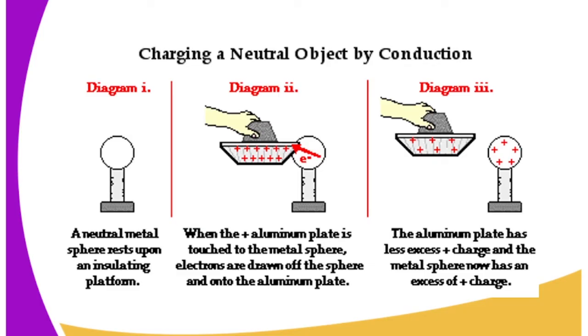One thing you notice when charging an object by conduction is that the object takes the charge of the object that is trying to induce the charge. So both of them are positively charged.